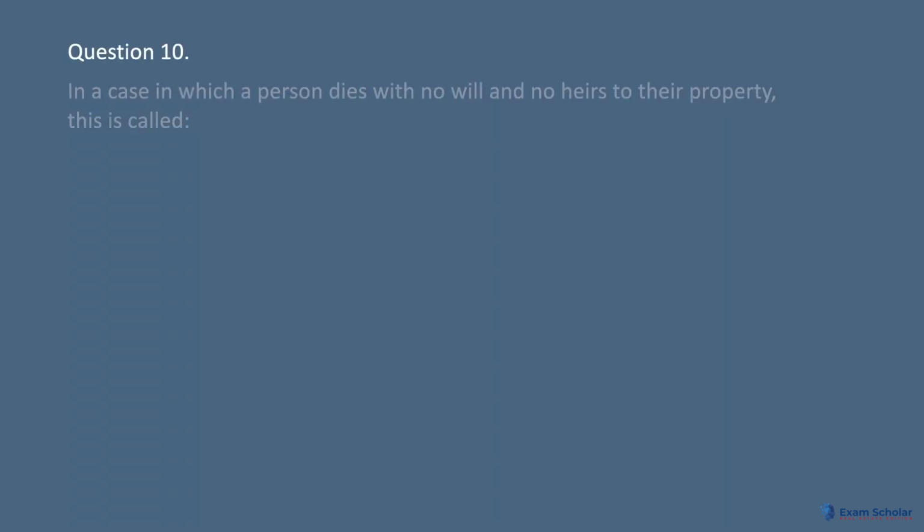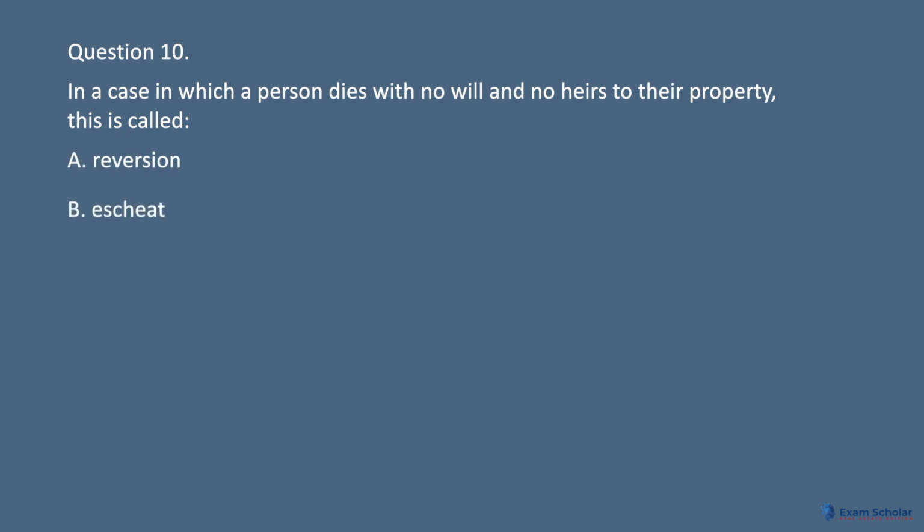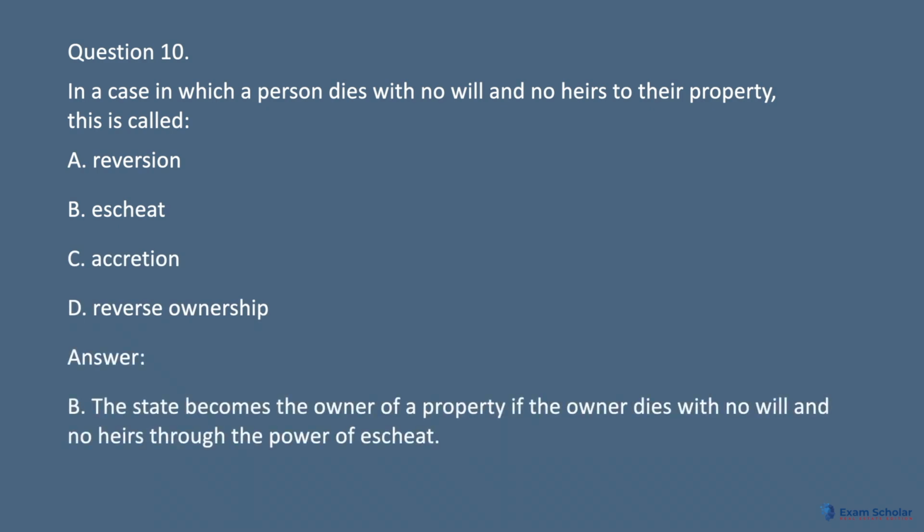Question 10. In a case in which a person dies with no will and no heirs to their property, this is called A. Reversion. B. Escheat. C. Accretion. D. Reverse ownership. Answer. B. The state becomes the owner of a property if the owner dies with no will and no heirs through the power of escheat.